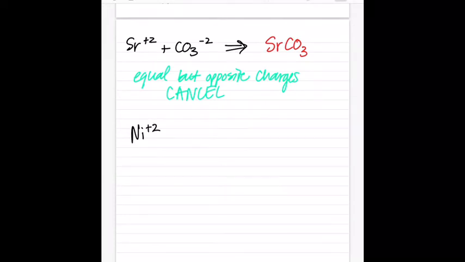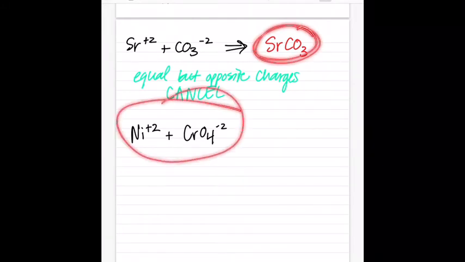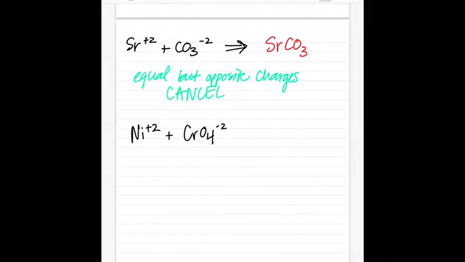So let's do another one. Ni+2 plus CrO4−2. Now, we will eventually get to the point where we will name these. You put this together and you'll name them. We're not there yet. Right now, we're taking small steps, and we are just putting things together to see how they combine. That's all we're doing. So these are equal but opposite. I have a plus 2 and a minus 2. So this is going to be NiCrO4.